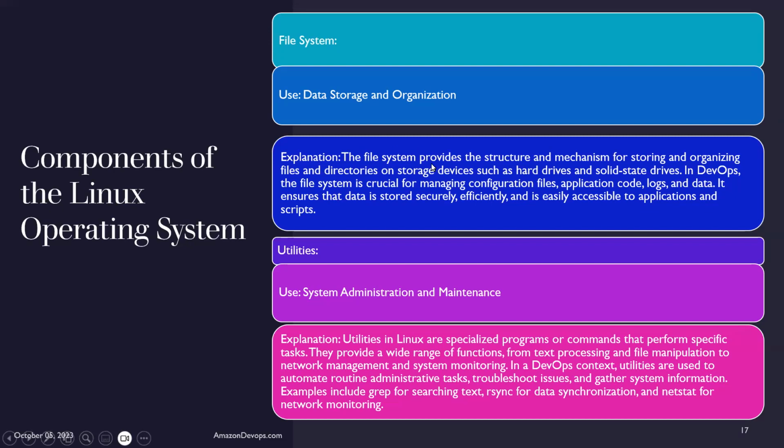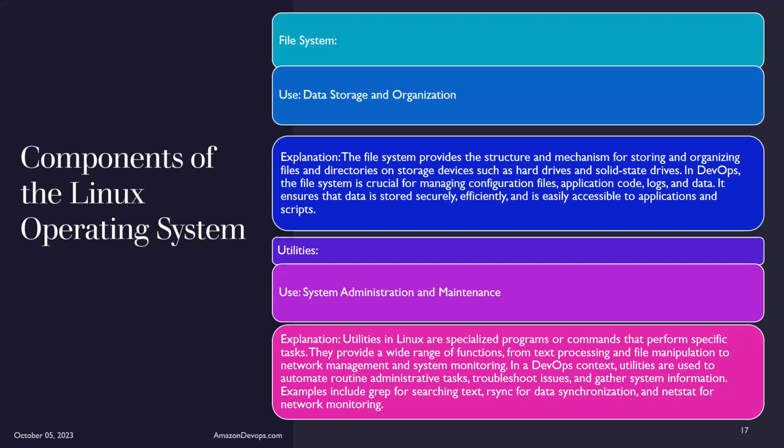The file system provides a structure and mechanism for storing and organizing your files and directories on storage, such as hard drives and solid-state drives. As DevOps engineers, you need to understand exactly how the Linux file system and directories work.